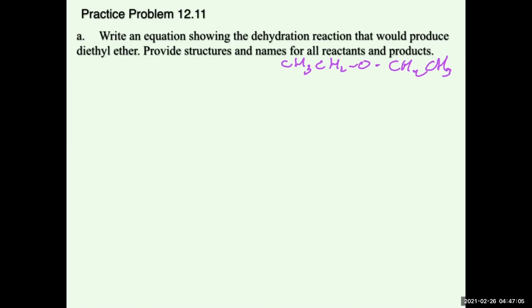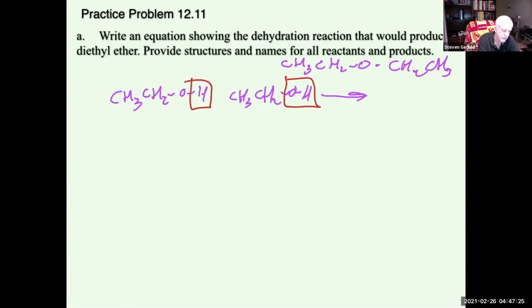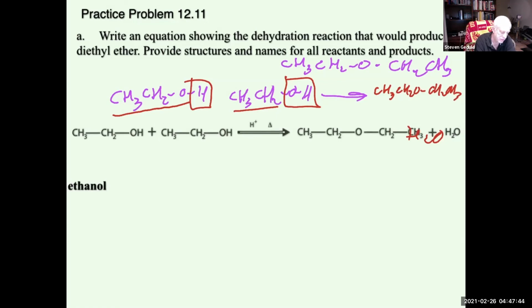Perfect. Ethanol. You got it. You would have ethanol, CH3, CH2, OH, and another ethanol. You combine two of them, CH2. Again, I'll write it down with equations like that, OH. So what we're going to do is take a hydrogen from one and an OH group from the other. That gives us water. And it's going to give us CH3, CH2O with a CH2, CH3 attached to it. CH3, CH2O, and CH2, CH3. That's how it's made. That's your diethyl ether.